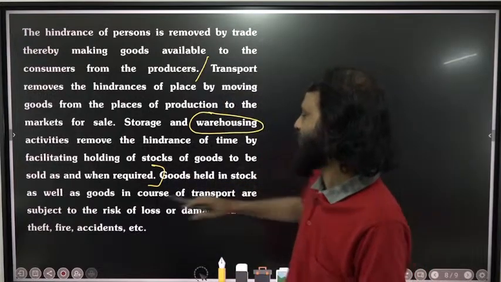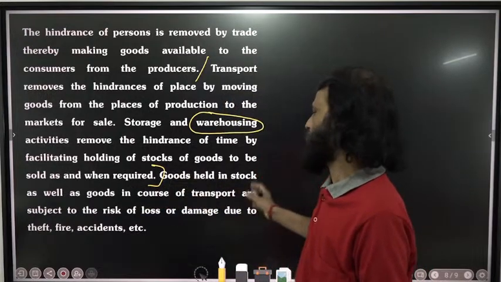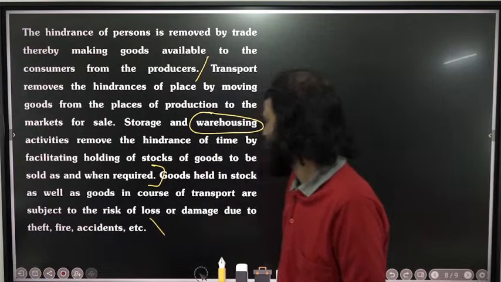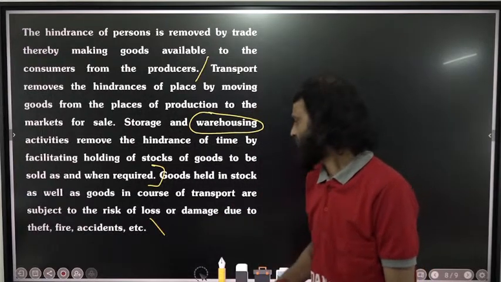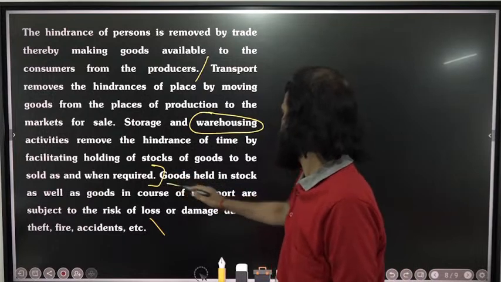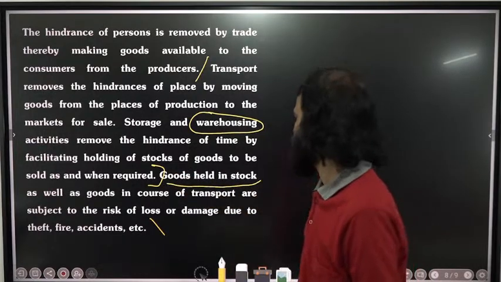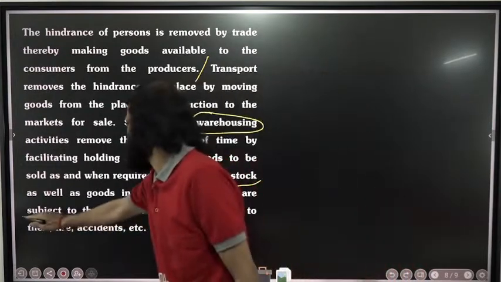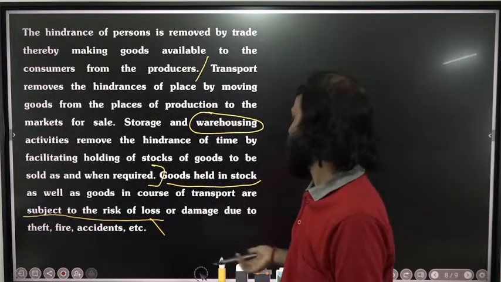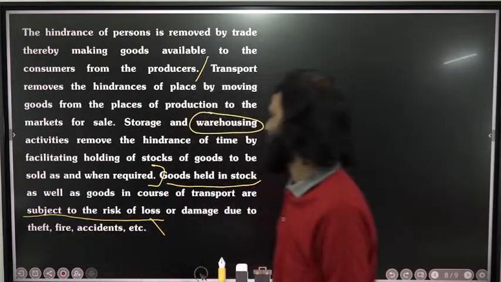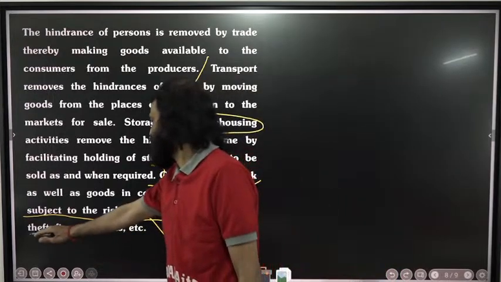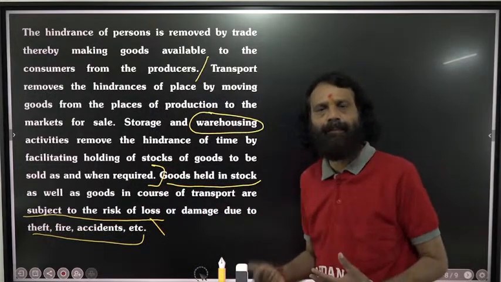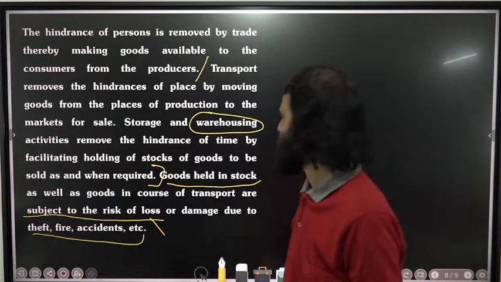Goods held in stock as well as goods in the course of transport are subjected to the risk of loss or damage due to theft, fire, accidents, etc. The goods we keep in a warehouse or godown are also at risk. Theft, fire, and accidents can damage the products or goods. So we need better warehousing or godown facilities in our country.